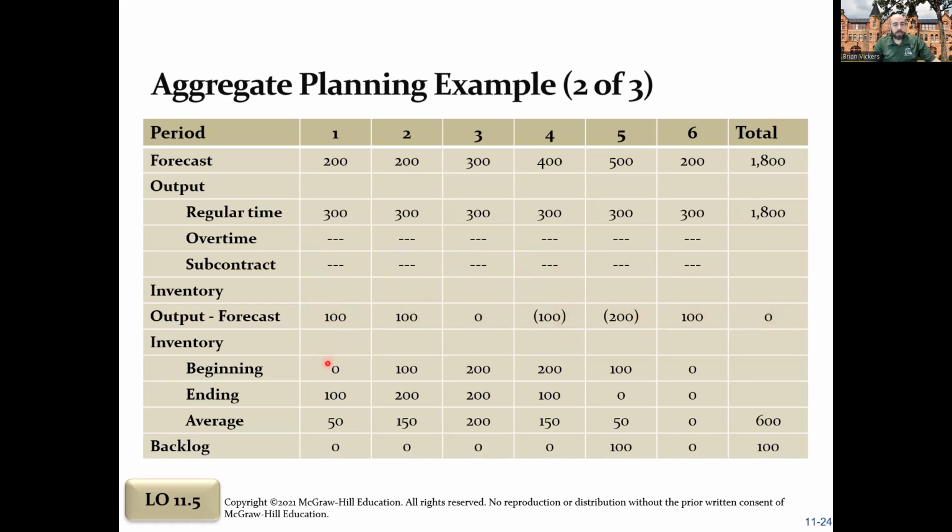Now, the next section, we have to work down the column of each period until we get to the average inventory, and actually until we get to backlog. So backlog is what happens when you don't have enough inventory through all of your sources to cover all of your orders, all of your demand. So you have a backlog.